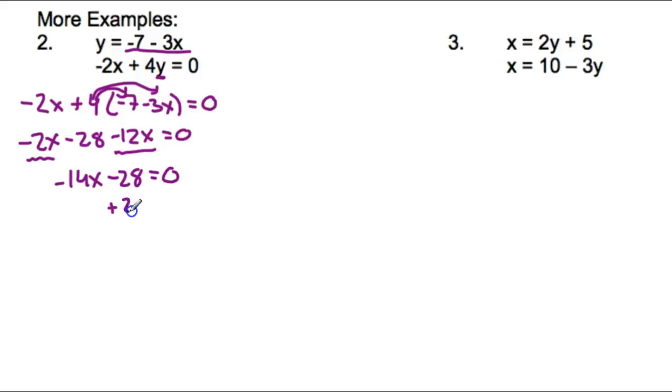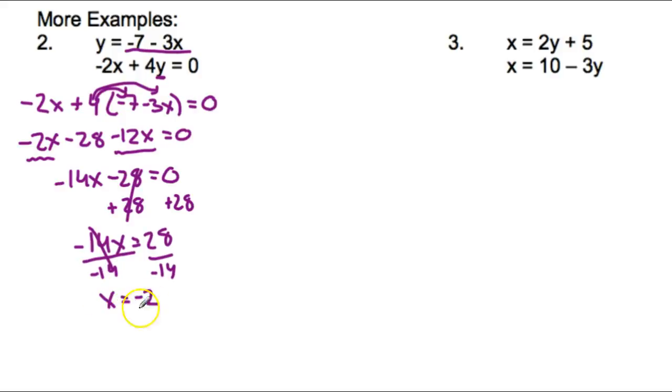Now I'll do a plus 28 on both sides. That cancels, and I have negative 14x equals 28. And then I divide by negative 14. Divide by negative 14. That cancels, and x equals negative 2. So that's the answer for step 2. And now I need to take this and plug it back in to either of these equations. I'm going to choose the first one.